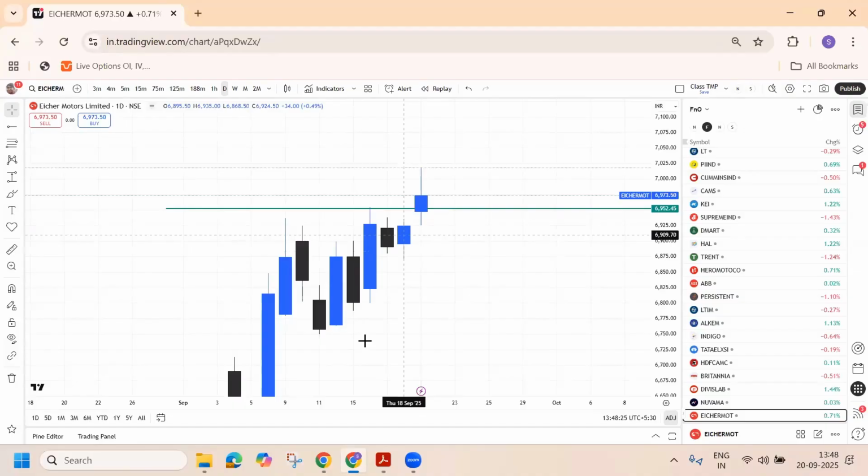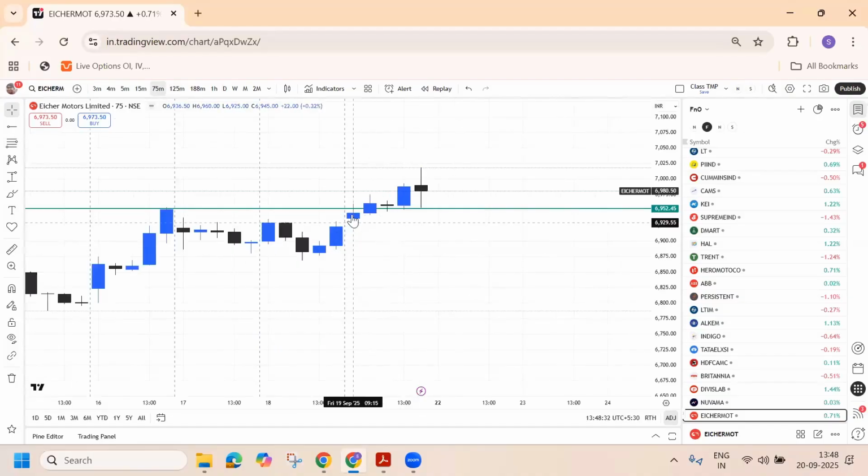So it is a confusion candle. How do I enter? Very simple. I will again go to a 75-minute candle. See, in this particular candle, it went up, but it did not close above it. We don't enter. Here, only after the 75-minute candle closes, I enter.